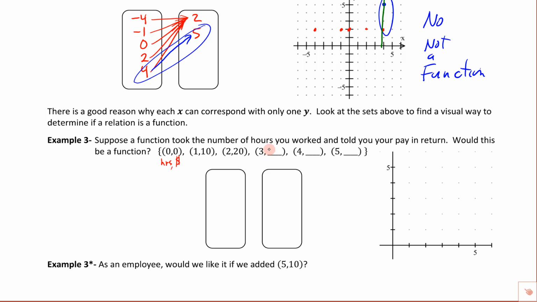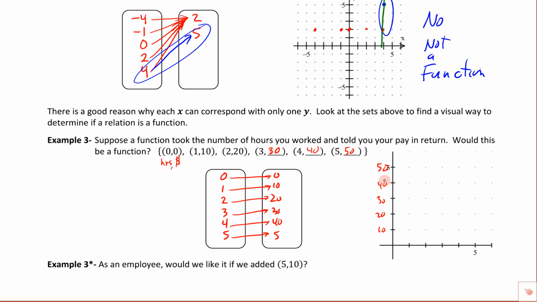So let's go ahead and fill this in. So this would be $30 for 3 hours work. If we work 4 hours, we'd get $40, and 5 hours, we'd get $50. Okay, so we'll go ahead and match these up. This is going to be a 0, a 1, a 2, a 3, a 4, and a 5. And we've got 0, 10, 20, 30, 40, and 50. And again, just like you would expect, these match up just perfectly, right across from each other. We don't have any of these issues where we've got one of these x's or one of these hours corresponding to different pays.